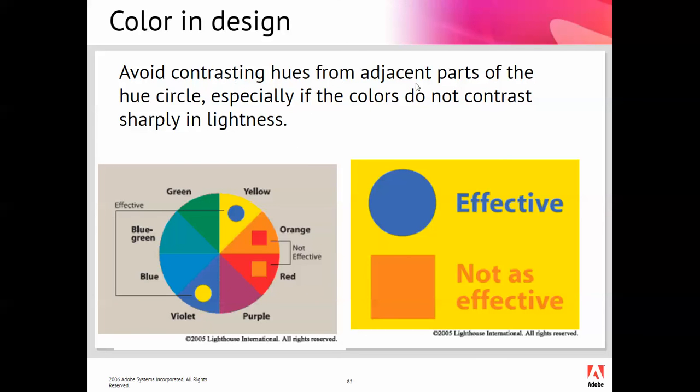Avoid contrasting hues from adjacent parts of the hue circle, especially if the colors do not contrast. You can read this because yellow and blue are opposite each other on the color wheel, but these two colors are not, so this is not effective.